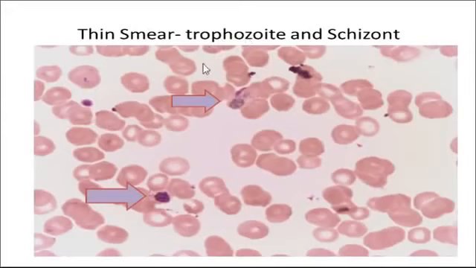Now, this smear, or this field, shows both a trophozoite as well as the Schizont. This is a Schizont here below, and above one you can see an amoeboid, like a shapeless amoeboid form in an enlarged RBC having Schüffner's dots. This actually is a ring form here in the extreme left, which I have not really marked.